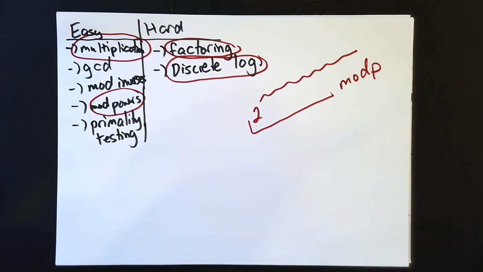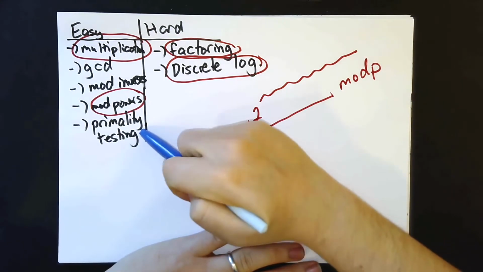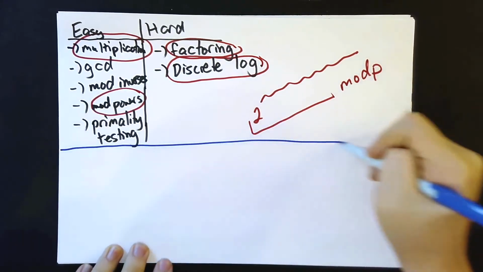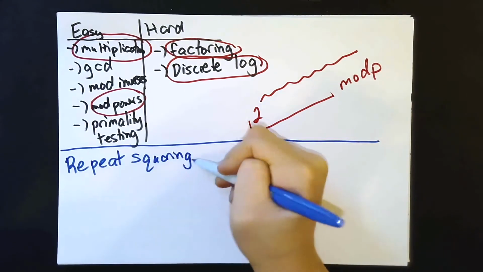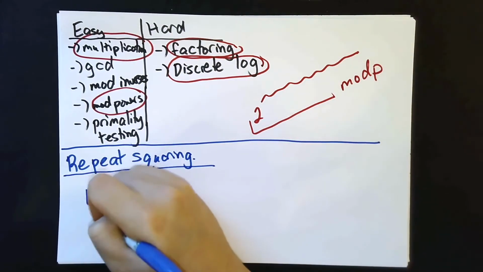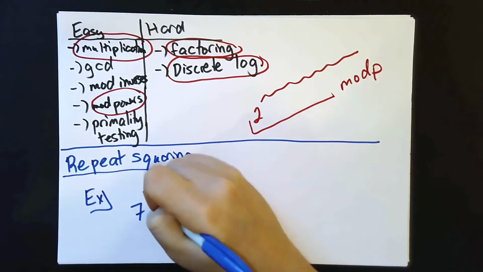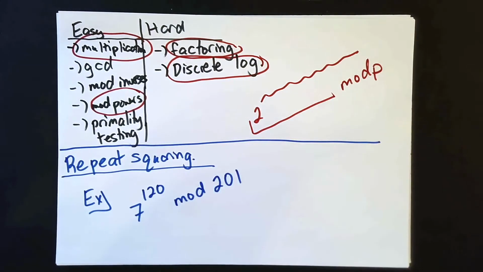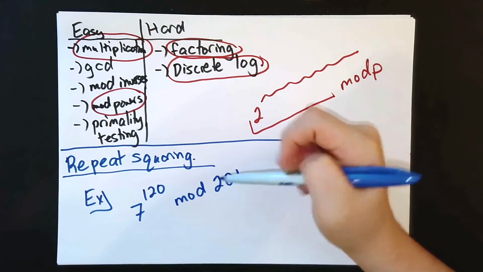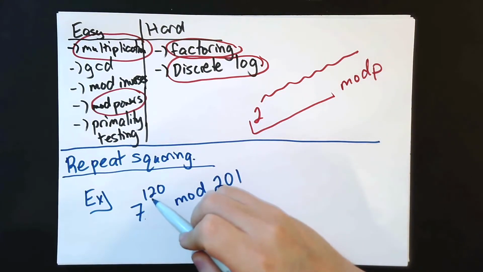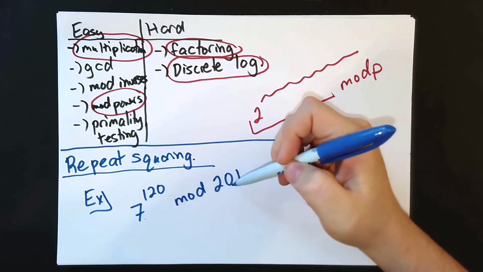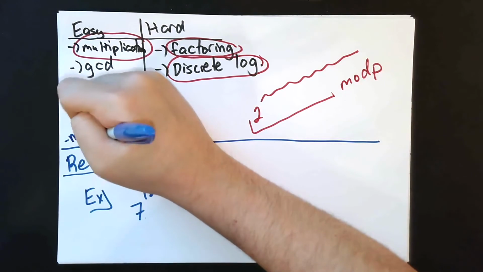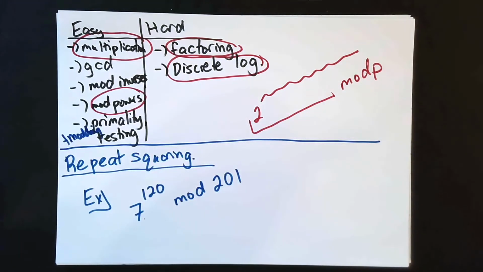I now want to review why it is that primality testing and modular powers are easy for us. So let's start with modular powers and this whole idea of repeated squaring. So let's say I want to calculate 7 to the 120th power mod 201. Now, nominally, the way I would do that would be to calculate 7 to the 120th power, and then mod the answer by 201. And I should have mentioned, by the way, modding is also easy. So mod something by something else. That is an easy calculation.